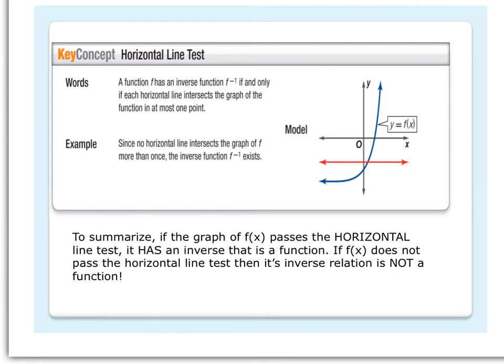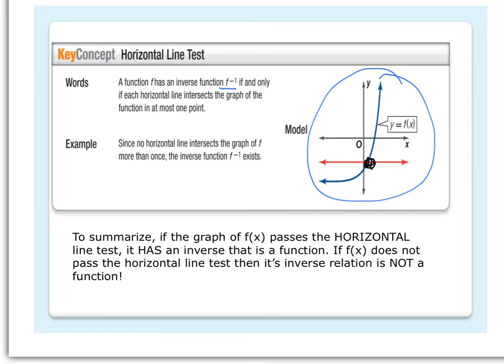In words, a function f has an inverse, f inverse, if and only if each horizontal line intersects the graph of the function in at most one point. If you look at the graph here, there's a function in blue, f of x, and the horizontal line that they have provided only intersects that graph at one point.